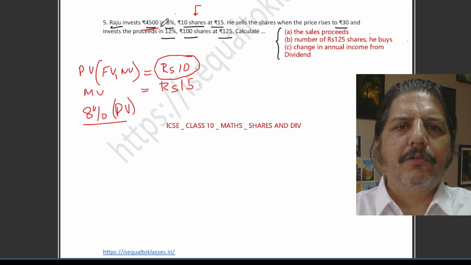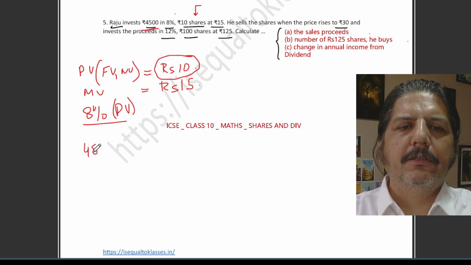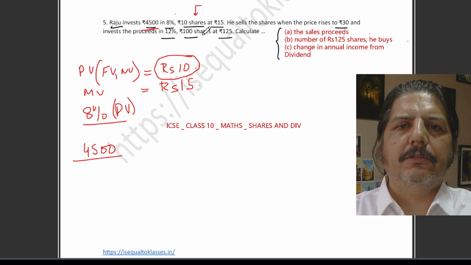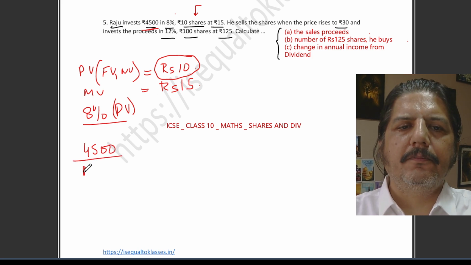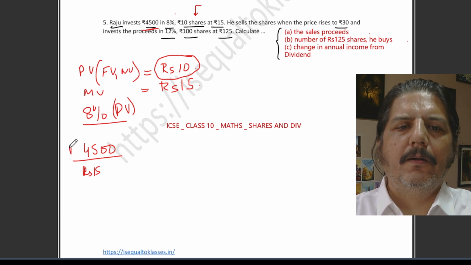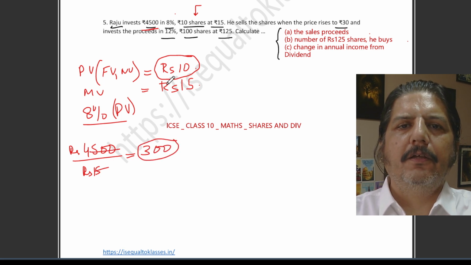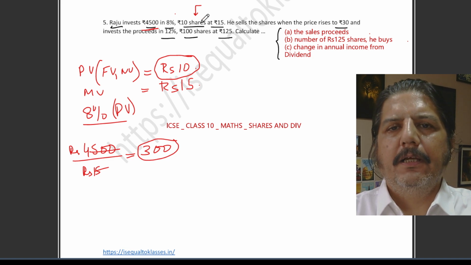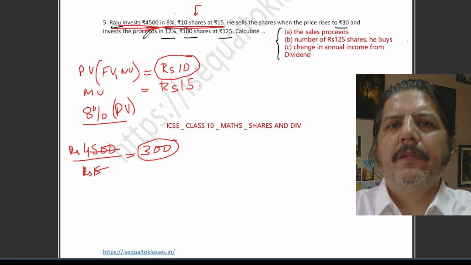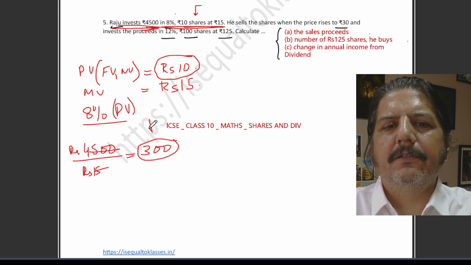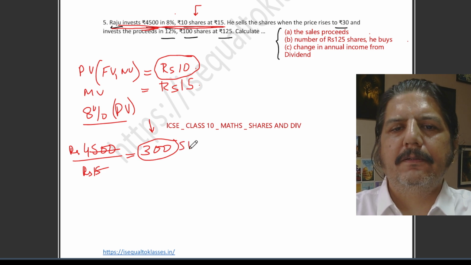On the par value. So before we proceed, we should understand this. So he has invested 4,500 rupees. The market value of each share is rupees 15. So how many shares he would have bought? He would have bought 300 shares. So in this leg, in the first leg, he would have bought 300 shares. How will this number, just 300 shares, help us?